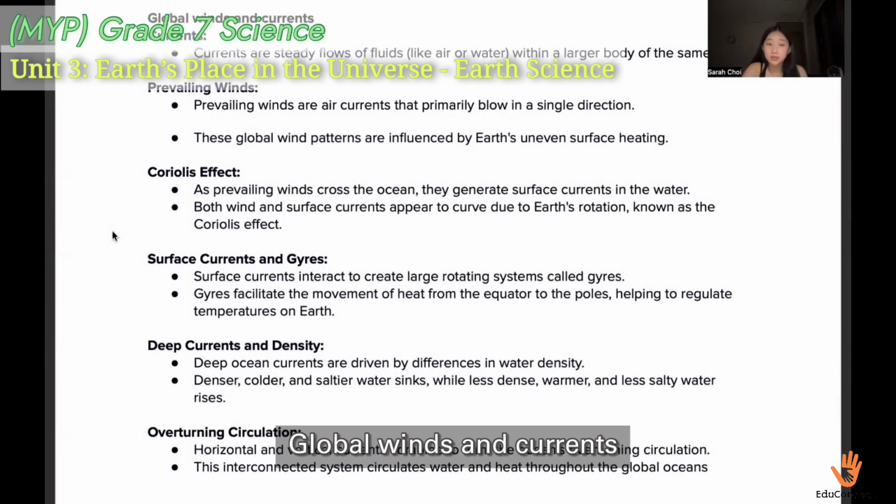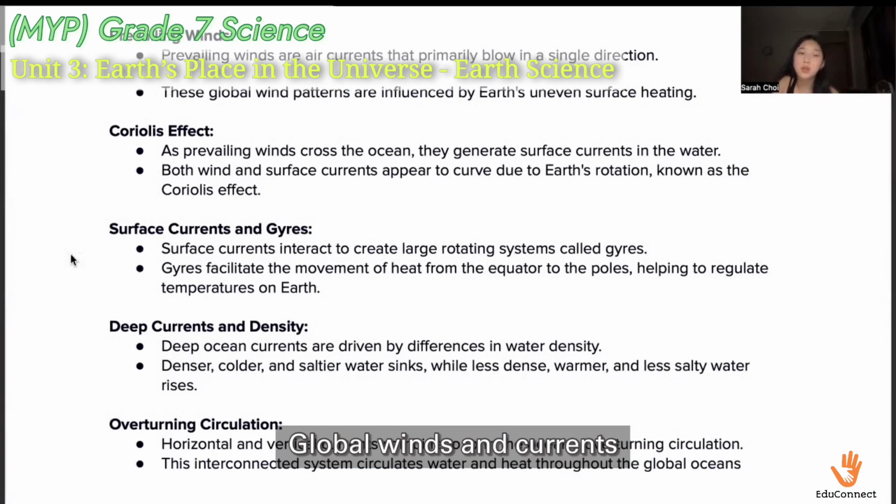Moving on to the Coriolis effect. As prevailing winds cross the ocean, they generate surface currents in the water, and both wind and surface currents appear to curve due to the Earth's rotation, known as the Coriolis effect. Surface currents and gyres. Surface currents interact to create large rotating systems, which are called gyres. Gyres facilitate the movement of heat from the equator to the poles, which helps to regulate temperatures on Earth.